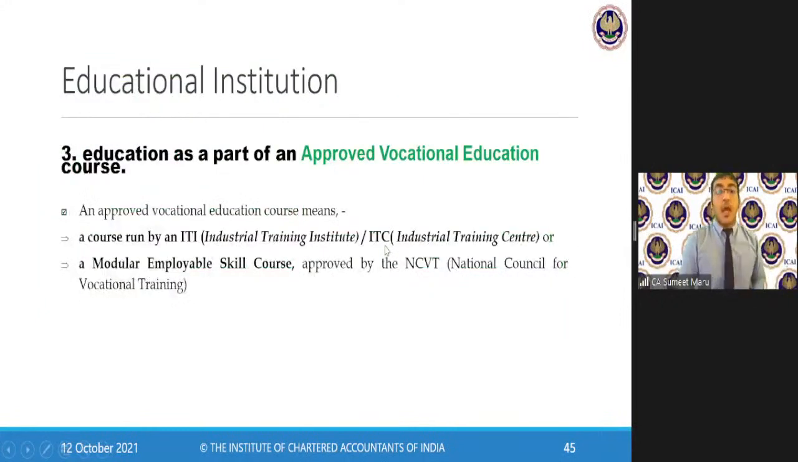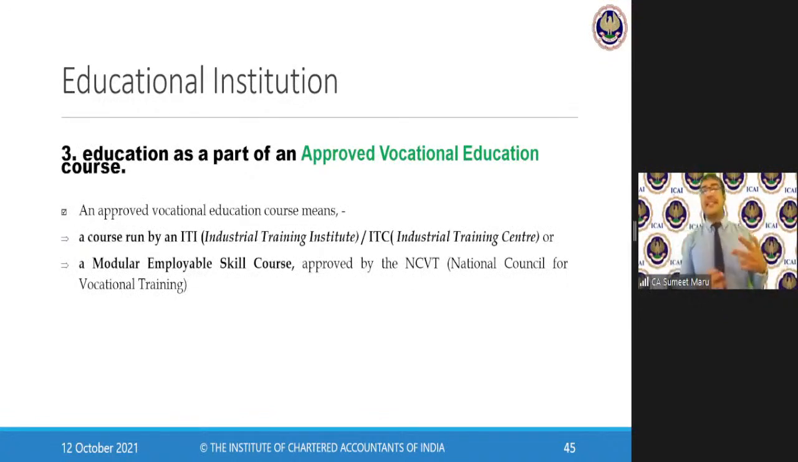Yes. Okay. Now here guys, as we have said, the third point was approved vocational education courses. So when we are saying approved vocational education courses, here it means first a course run by ITI. What is ITI? Industrial Training Institute, or ITC, Industrial Training Center. All courses by ITI or ITC are approved ones. Further, a modular employable skill course approved by NCVT again comes under approved vocational courses.